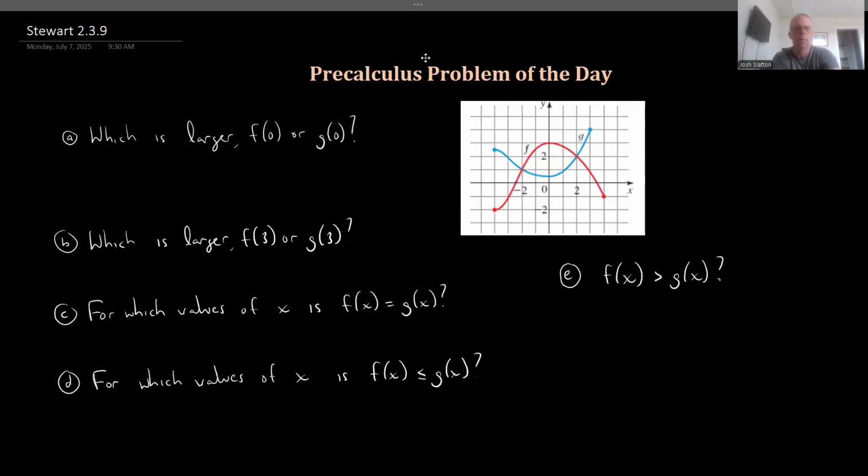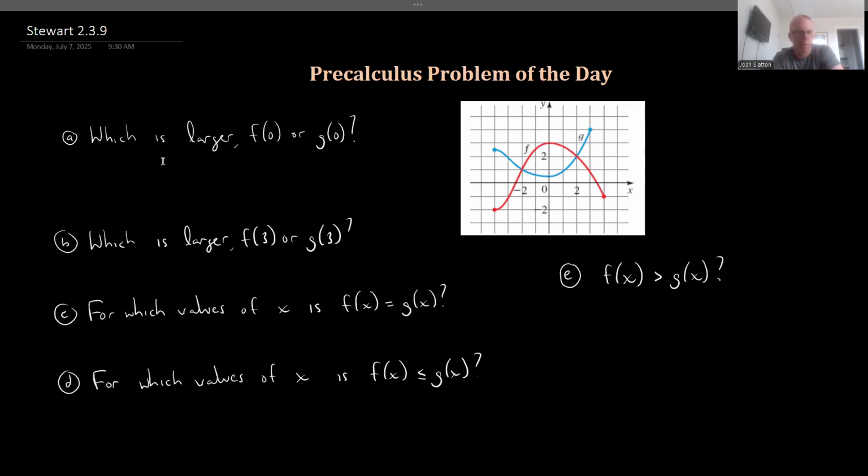All right, so here's another pre-calculus problem of the day. This one's looking at graphs from section 2.3 in our Stewart textbook. And so we have a graph here. The red line is going to be your f of x graph, and the blue line is going to be the g of x graph. And we want to answer different questions, comparing f of x and g of x.